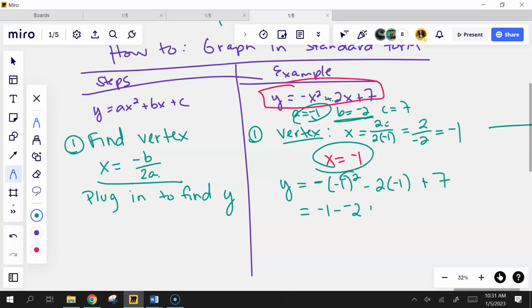Minus negative 2 plus 7. What do you get? 8. I didn't believe you at first. I had to do it.